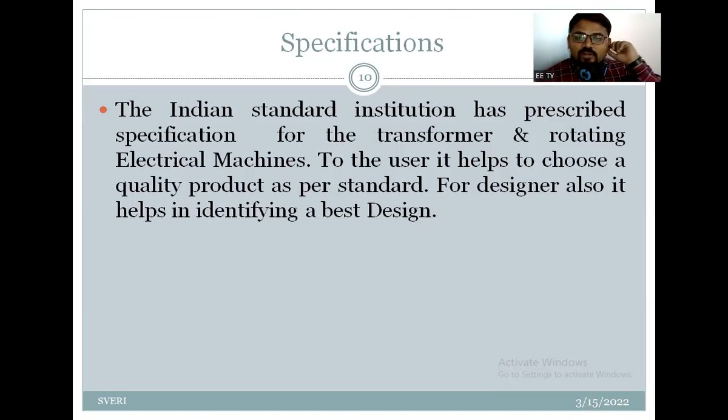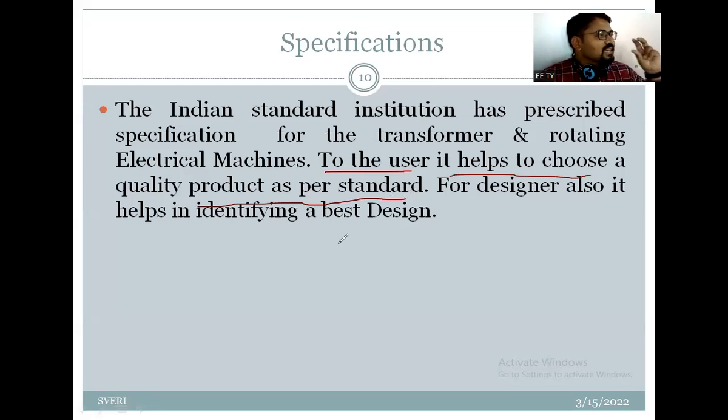Okay. So means what? Whenever we are going to consider any particular electrical machine, that time which specification I have to consider as per the Indian standards of institution, that is given in this point, that is nothing but the specification. ते कुठल्या ज्यात दिलेलं आहे स्पेसिफिकेशन्स मध्ये. ओके, मग आपल्याला why we have to consider the specification. आपण ते स्पेसिफिकेशन का बघायचे बघा, त्यांनी दिलं इथं. It helps the user to choose a quality product as per the standard.